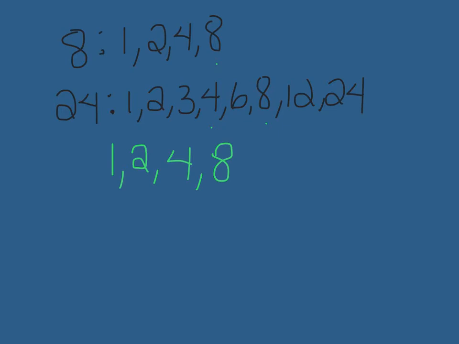Now the greatest one here is 8. So the GCF of 8 and 24 would be 8. Go ahead now and work through numbers 1 through 23, and then watch the rest of the video once you finish that for the next part of the lesson.